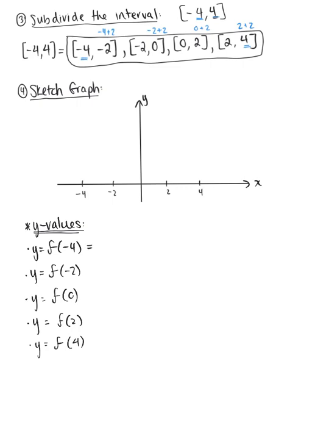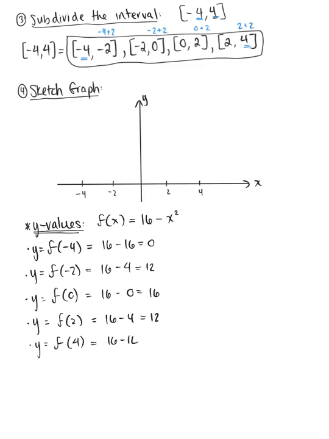So plugging in, again, the function you're using is your given function. f of x is 16 minus x squared. So when x is negative 4, we have 16 minus 16, which gives us 0. When x is negative 2, we have 16 minus 4, which is 12. When x is 0, we have 16 minus 0, which gives us 16. When x is 2, we have 16 minus 4, which is again 12. And last but not least, we have 16 minus 16, which gives us 0.